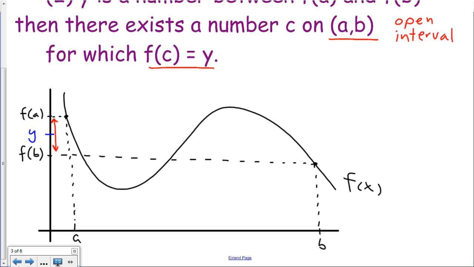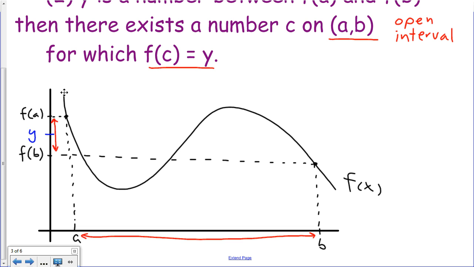And as long as I have a continuous function and I have a y value between f of A and f of B, the conclusion of that theorem guarantees me that there has to exist some number C between A and B here, from here to here somewhere, such that if I plug that number C into my function, I end up getting this value of y.